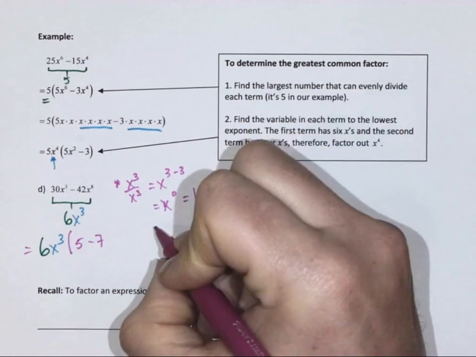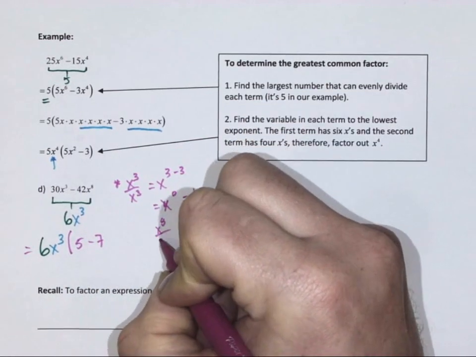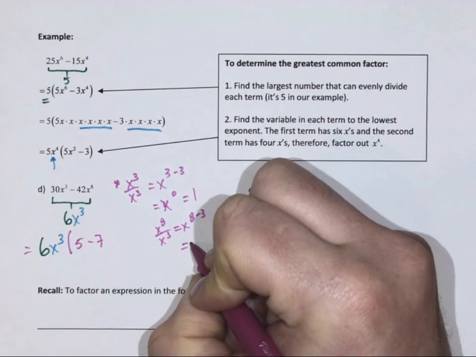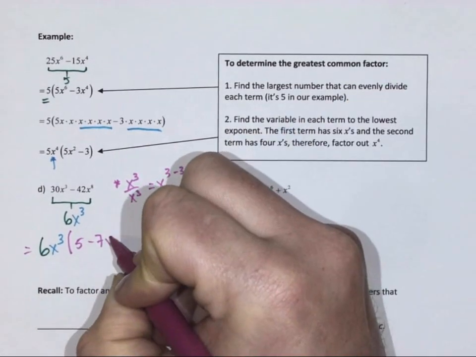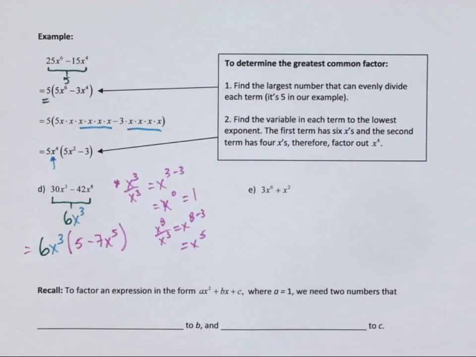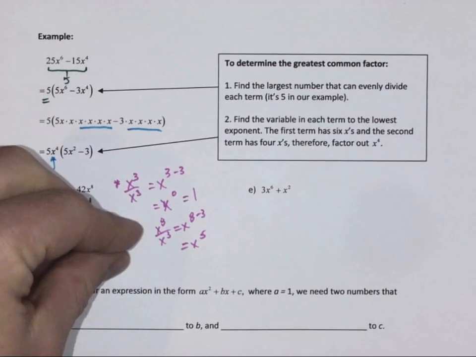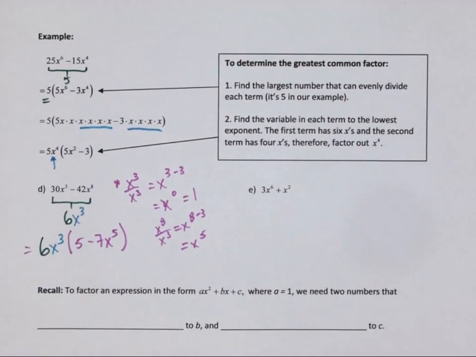X exponent 8 divided by x exponent 3 really is 8 minus 3, which is x exponent 5. And I've gone as far as I need to. Fully factored. There's no more common factor I can divide by or pull out of the brackets.